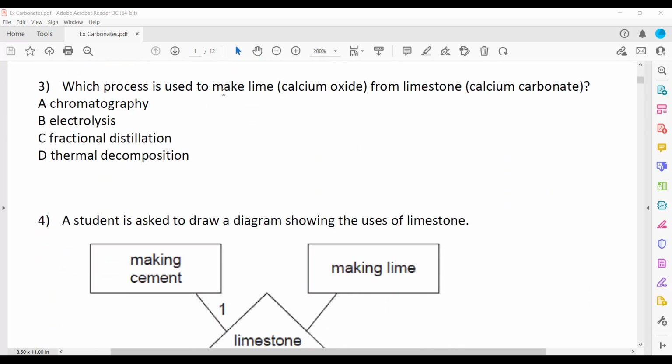Which process is used to make calcium oxide from limestone? So how do we prepare calcium oxide? By thermal decomposition of limestone, calcium carbonate, it produces calcium oxide and carbon dioxide. So that's why D is the right answer. By thermal decomposition, the calcium carbonate, limestone, turns into lime and carbon dioxide.